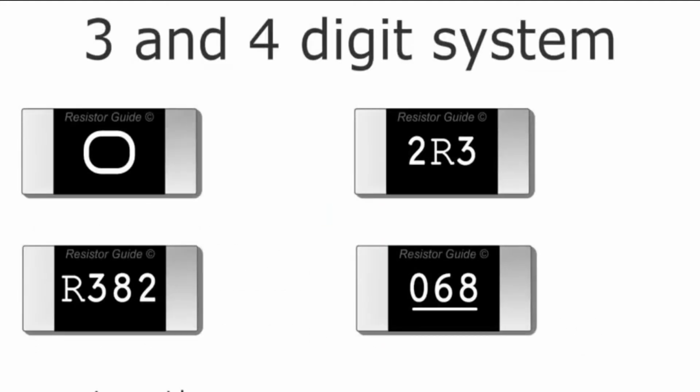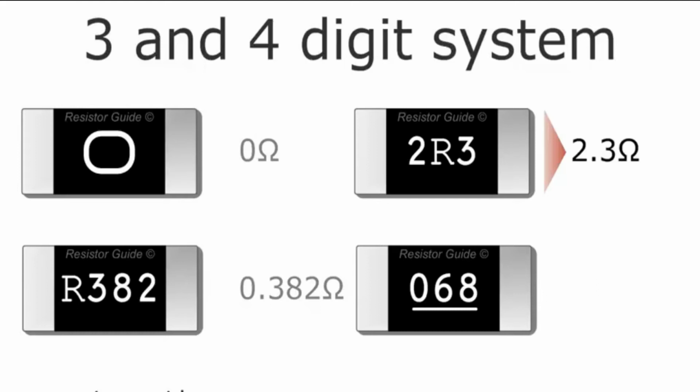Now we will solve 4 examples which are a bit different. The first one has only a 0 and represents a so-called 0 ohm resistor with no resistance. This resistor has the letter R as first digit. The R represents a decimal, so this resistor has a value of 0.382 ohms. The third example has the R, or decimal, between the 2 and the 3, which means a value of 2.3 ohms.